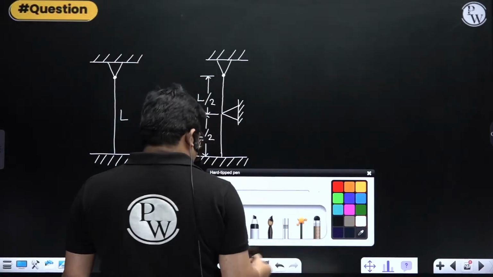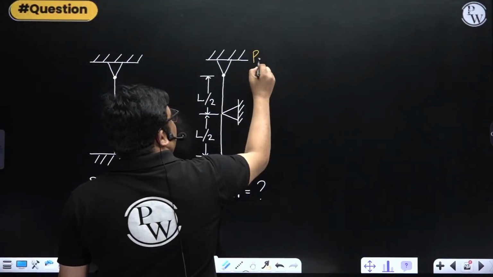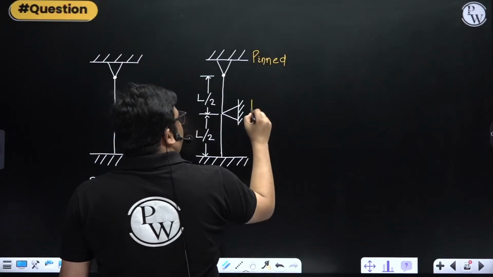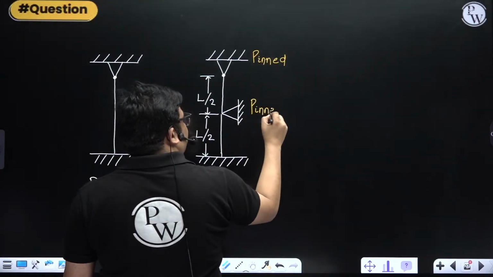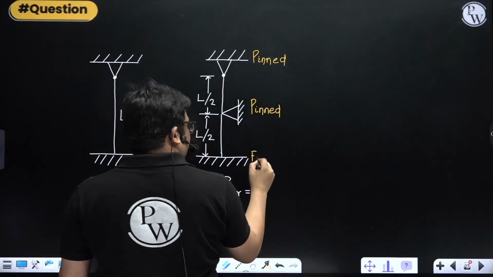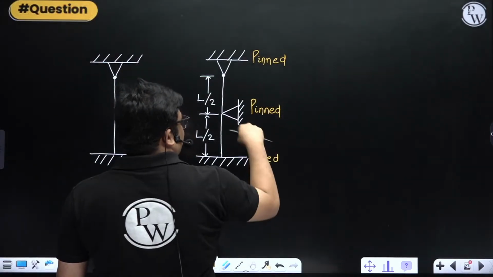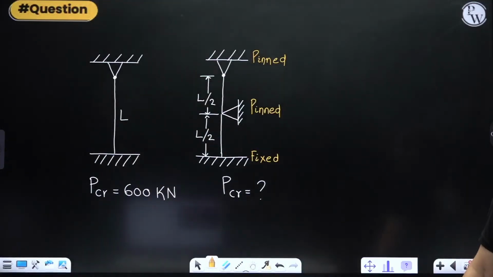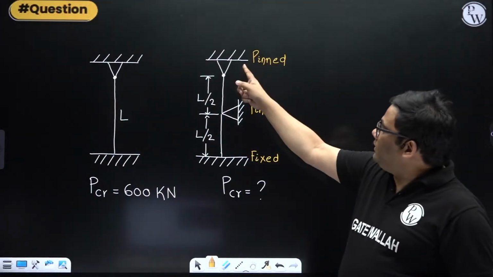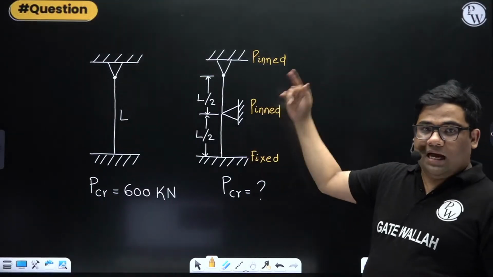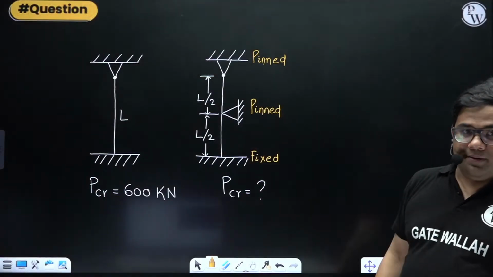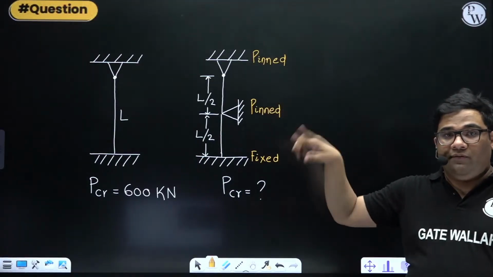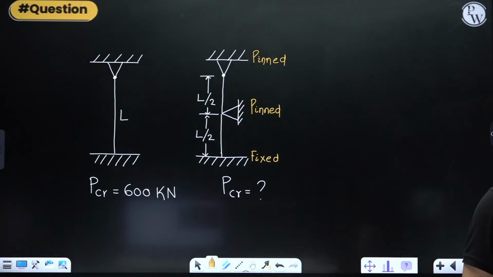Here only one thing I will tell you. See, these are two different columns now. This is pinned, this is pinned, and this is fixed. So these two columns are not the same. In the earlier case, they were the same column. So you find out the buckling load for this and the buckling load for this, and whichever is lower, you take that, because the lower one will fail first. First you try, then I will solve for you.